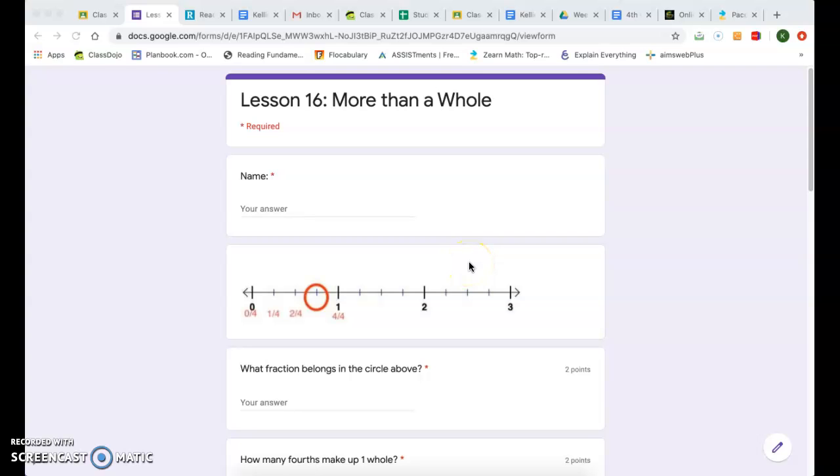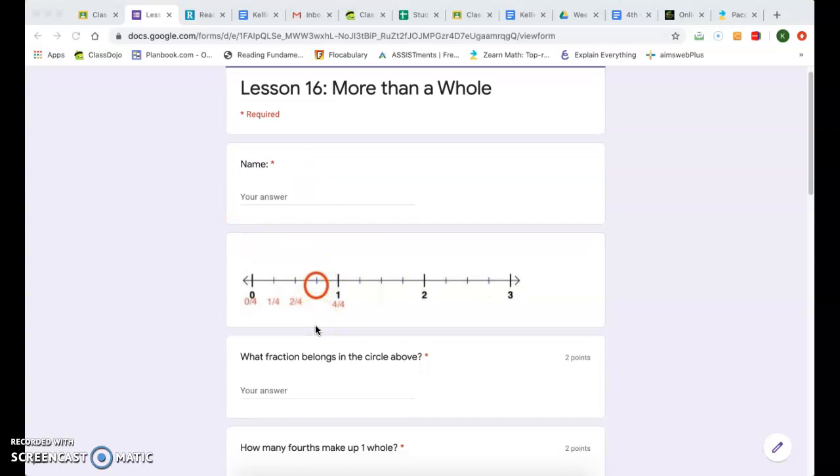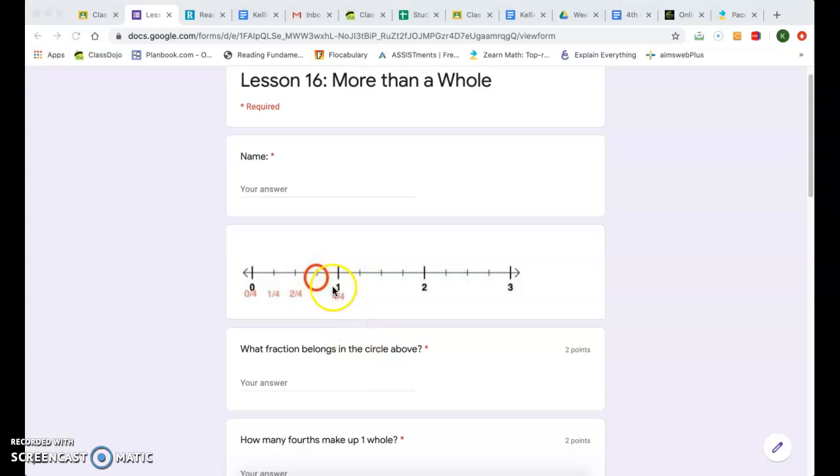Hey guys, so here's your feedback for lesson 16. You had to obviously write your name here and then tell me what fraction belongs in the circle.